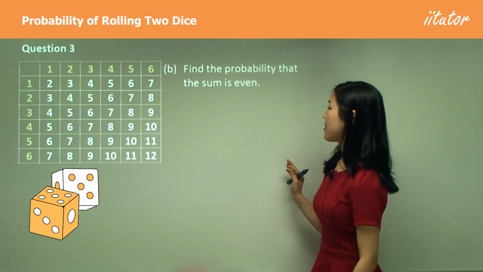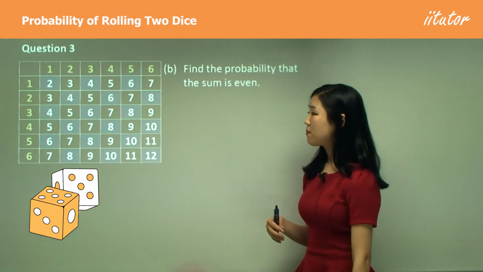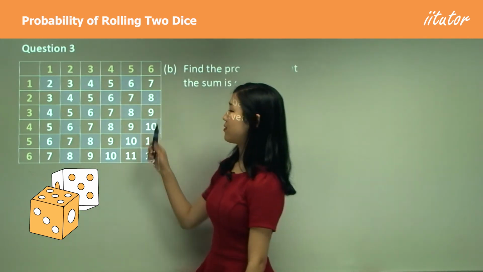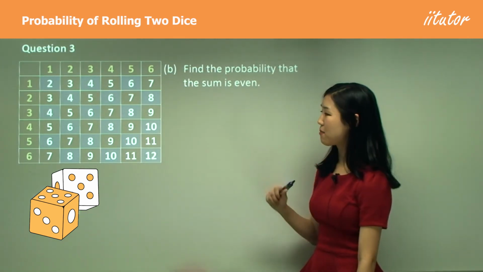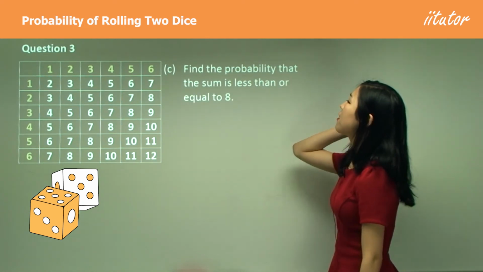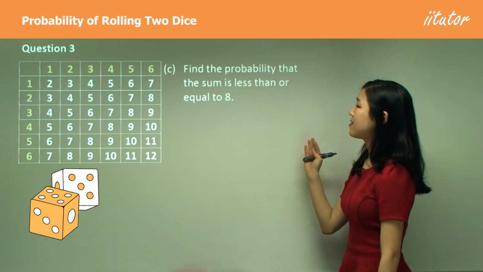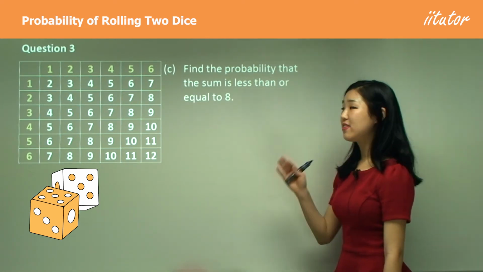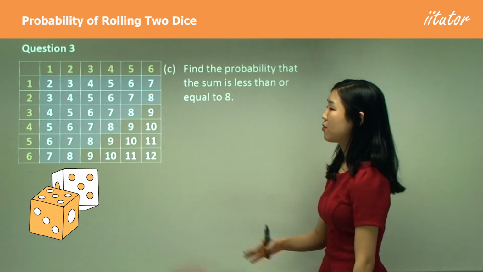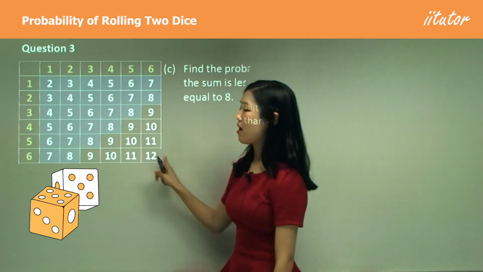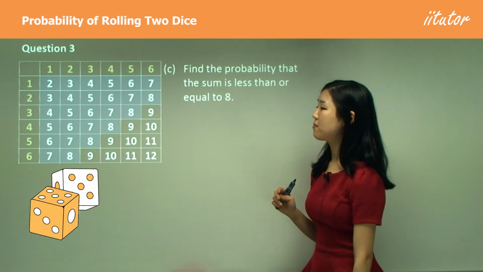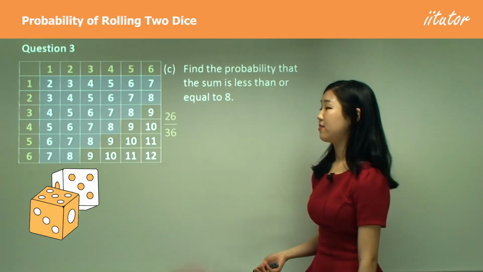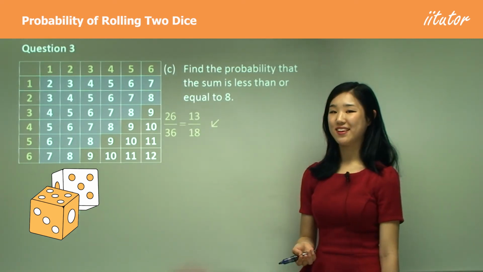Find the probability that the sum is even. Even numbers, all of these ones, 2, 4, 6, 8, and 10, and 12. Count them up, which is going to be half. Find the probability that the sum is less than or equal to 8. So anything that's 8 or less than. It's all of these numbers, excluding 9, 10, 11, and 12. So count them up, and you'll see that that's 26. So simplify to 13 over 18.